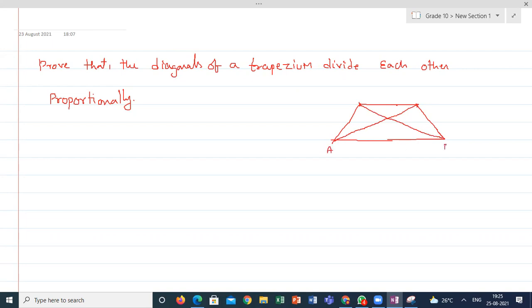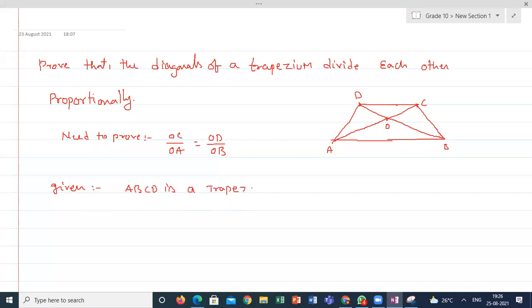AC and BD are the two diagonals meeting at O. We need to prove that the diagonals are dividing in the same ratio. One diagonal is AC, dividing into OC by OA, and the ratio will be equal to OD by OB. What is the given? The given is ABCD is a trapezium. Can anyone remember this question?